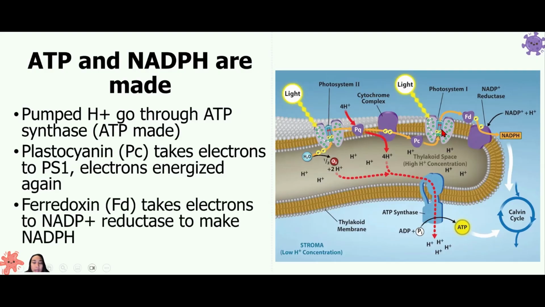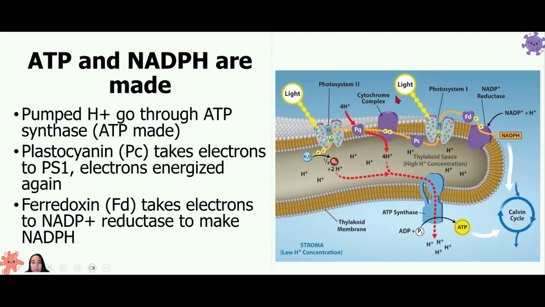Now, these high energy electrons are going to be transferred to a NADP plus reductase, which is this protein right here, who moves them, this ferredoxin molecule. So ferredoxin moves these high energy electrons to NADP plus reductase. That's a very long name. And guess what? This whole thing is going to be producing NADPH, because remember, NADPH carries 2 high energy electrons.